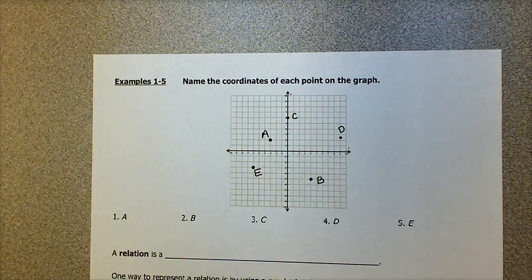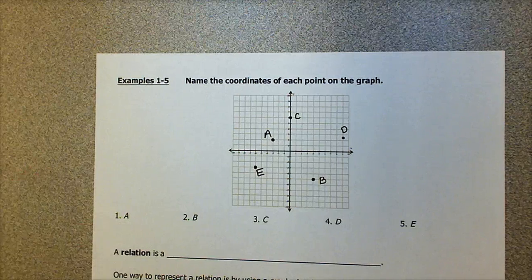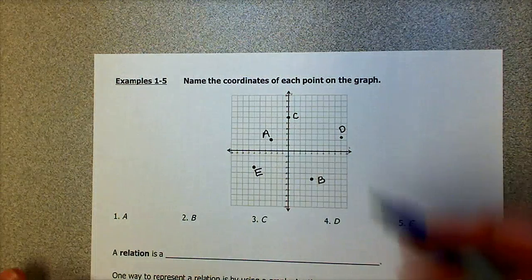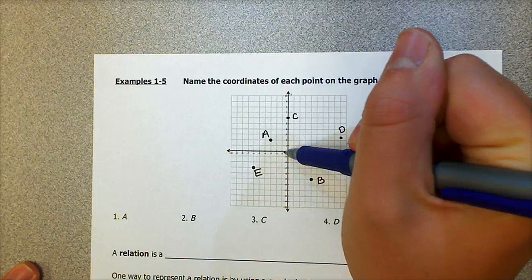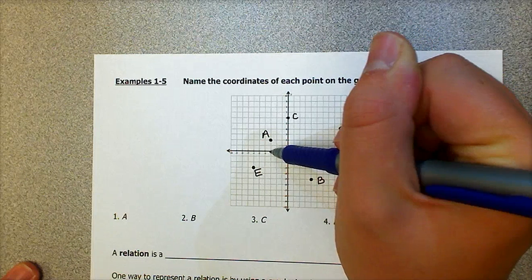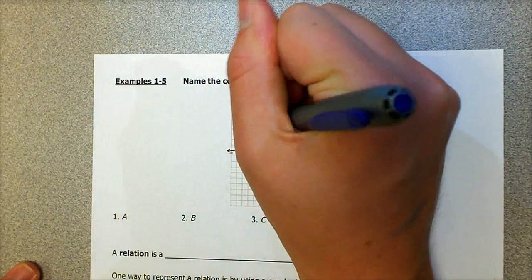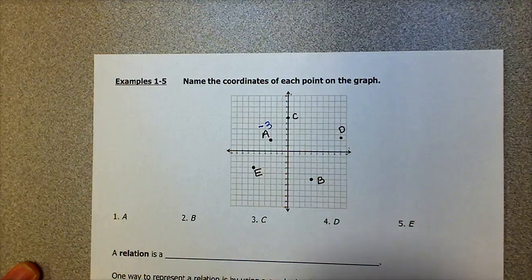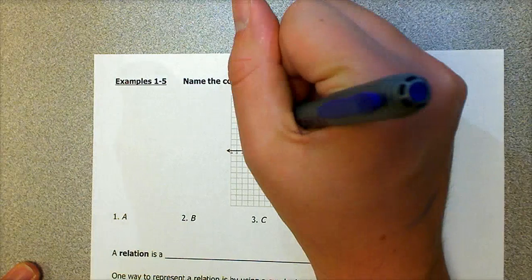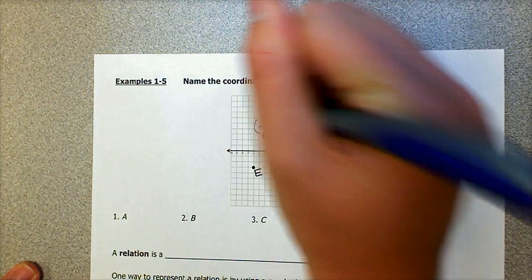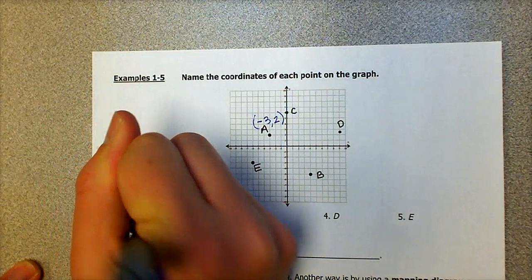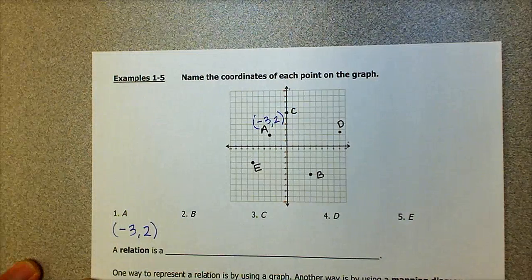So my first point A is located right here. And you'll notice it is 3 units to the left of the origin. 1, 2, 3. So that means the x-coordinate of that point is -3. It is also 2 units up from the origin. 1, 2. So its y-coordinate is +2. So we give that point A the ordered pair (-3, 2). And remember, we enclose all ordered pairs in parentheses.